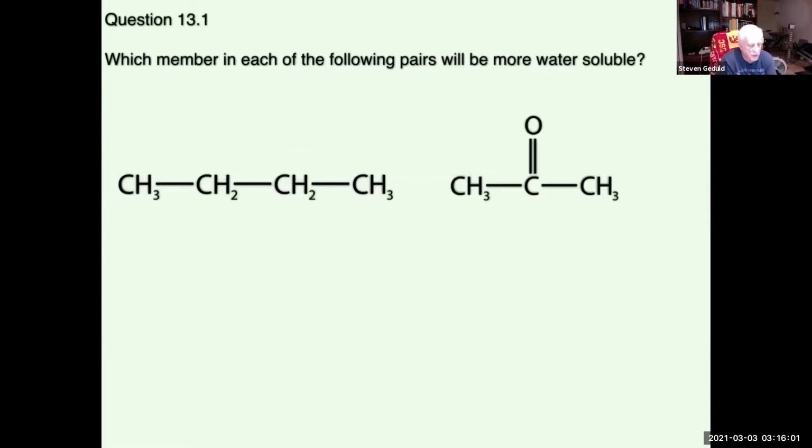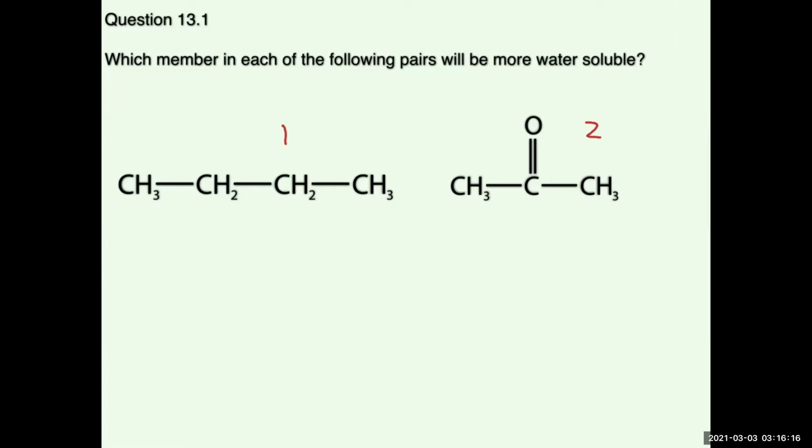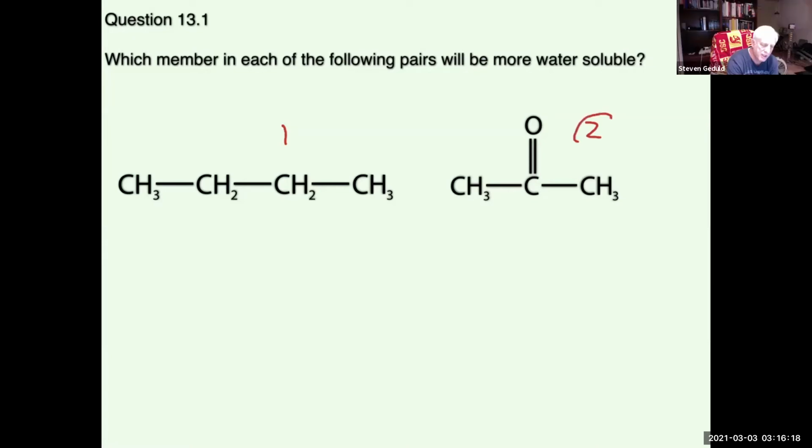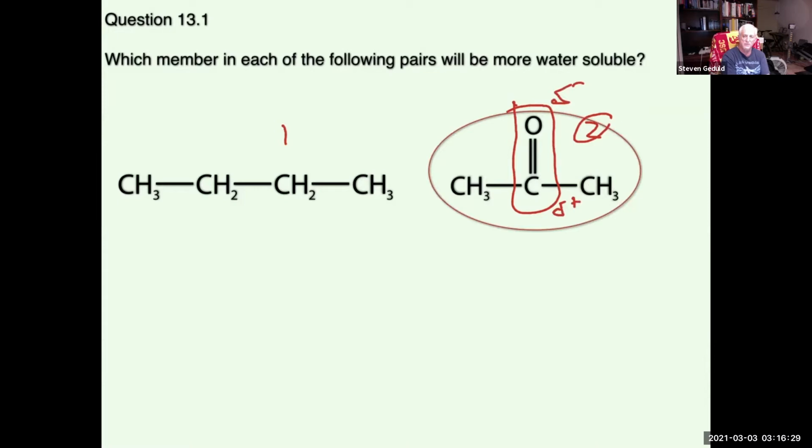Which member needs the following group to be more soluble in water? Well, first one or the second one? Which one's going to be more soluble in water? Number 1 or number 2? Number 2, perfect. This is going to be soluble in water because it has a carbonyl group. It has a charge, making it polar. Delta plus, delta minus, and then you form hydrogen bonds with water. That would be more soluble in water.